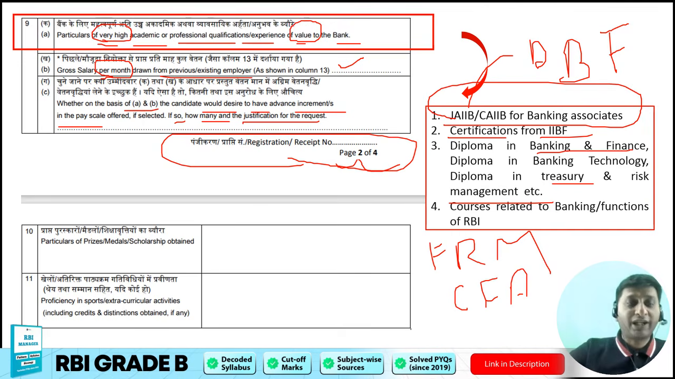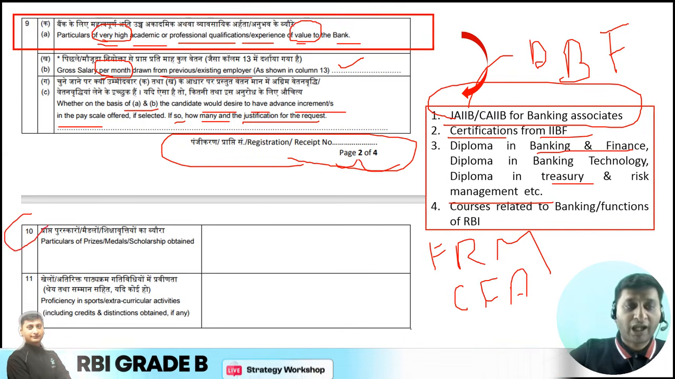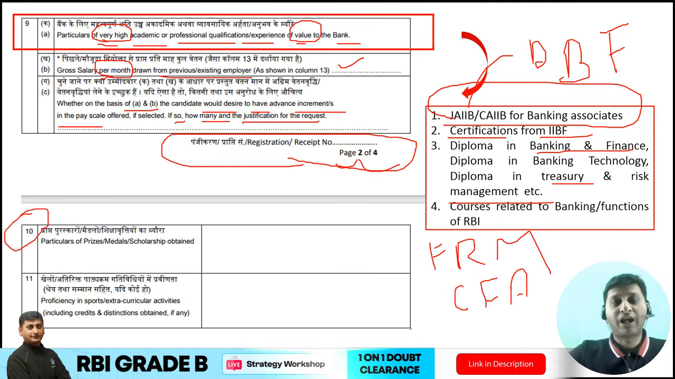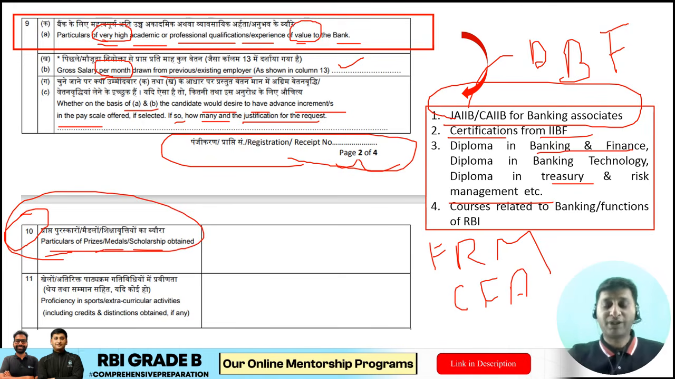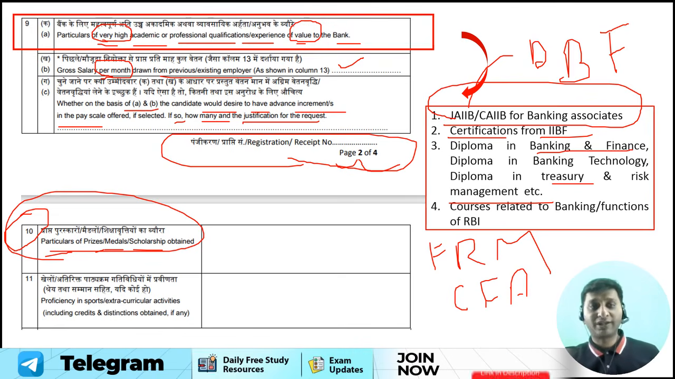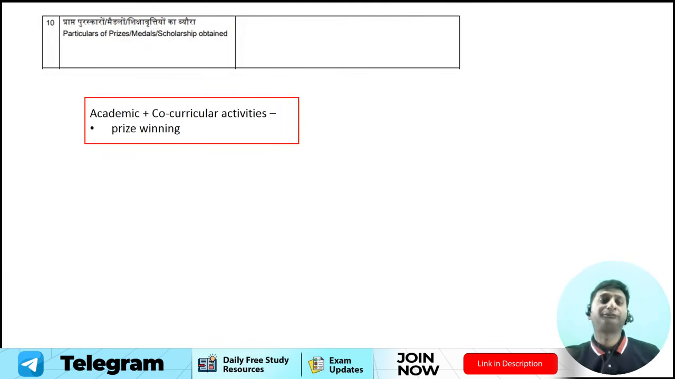Then coming on to the next point, 10 number. Wow. I am sure that there would be a question asked from this in your interview. Particulars of prizes, medals, and scholarship obtained. So I would like to address this in a bit of detail because this is very, very important. And most of the people have doubt in this area when they are filling the biodata form.